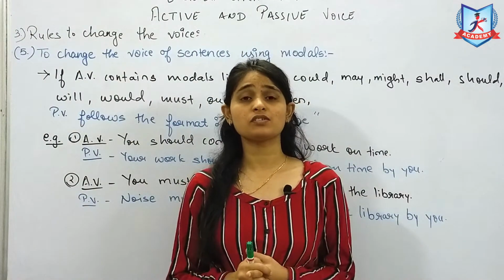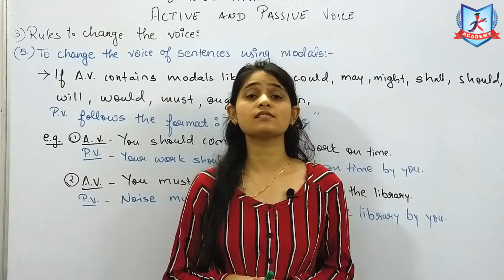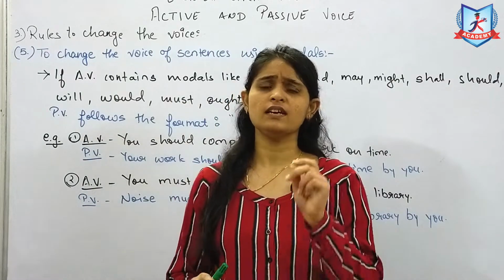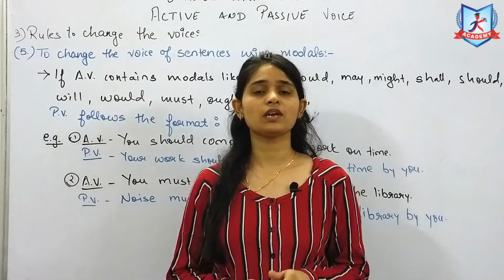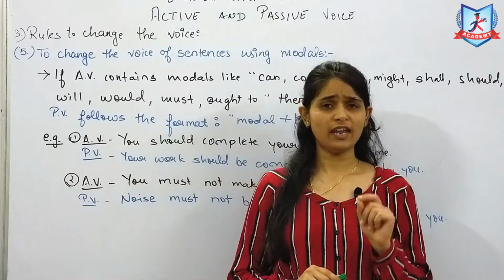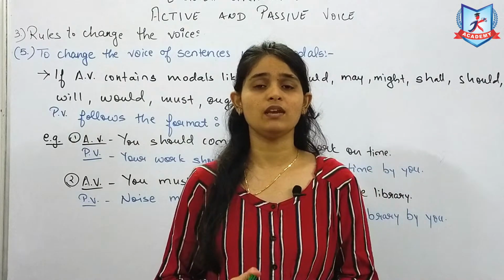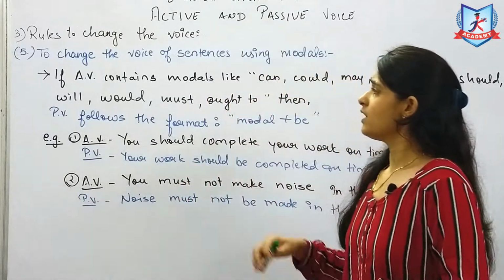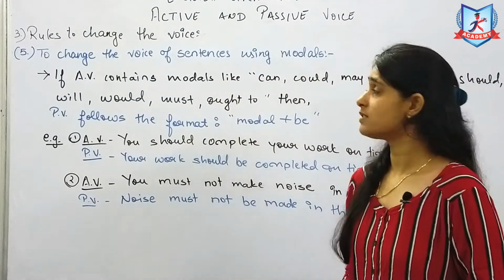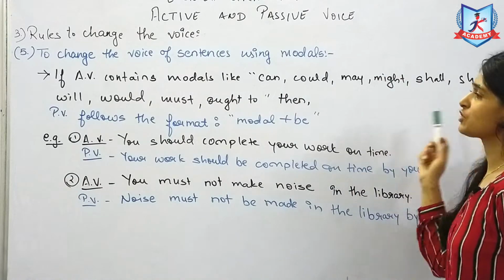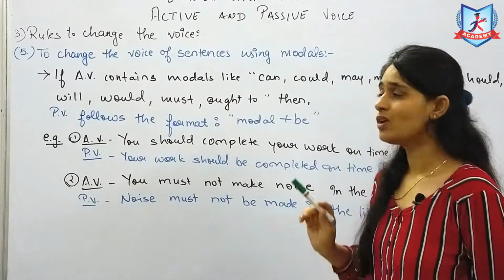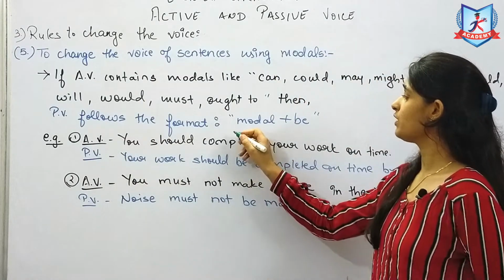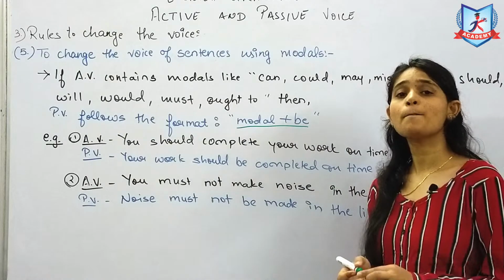Now to discuss the next rule is when we have sentences with modals. Modal verbs hote hain, uske saath jo sentences hain, there's a little different way in which you can convert them into passive voice. Aur ek hi trick hamein use karni hai, that we have to use the verb be after the modal. See, if the active voice contains modals like can, could, may, might, shall, should, will, would, must or ought to, then in the passive voice we have to follow the following format. That is, we need to use modal plus the verb be.